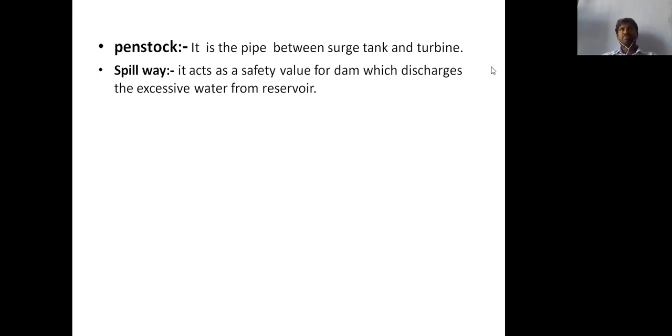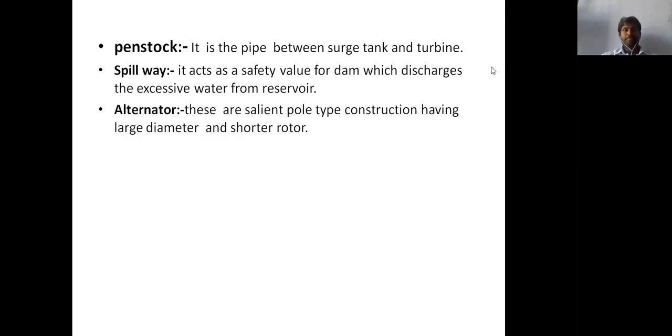The use of the spillway during the rainy seasons: heavy water is stored in the reservoir. The water comes into the reservoir, and when it is excessive, it discharges the excessive water from the reservoir. It acts as a spillway, nothing but a gate. It is protecting the dam.